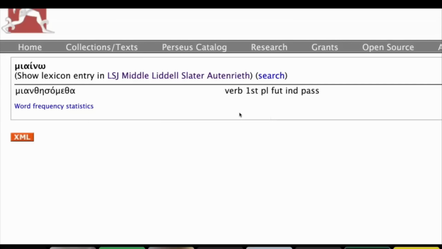Notice how the entire word is below the definition, and then just skip to the right, and you see it says it's a verb. First plural, future passive, future indicative passive. Isn't that nice? Tell us what this word means. Go ahead and click on it. I know it'll take a while, but you're going to see stain.